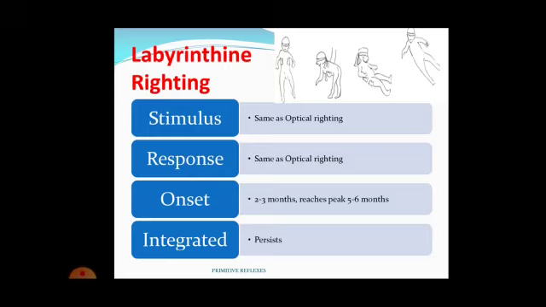Again you change the position of the child by holding the child from the armpit. So the head will come to vertical position. That is nothing but the labyrinthine righting response. Onset will be at the age of 2 to 3 months, and it reaches its peak at 5 to 6 months. Clear? And this reflex also is not integrated, it will be persistent throughout life.